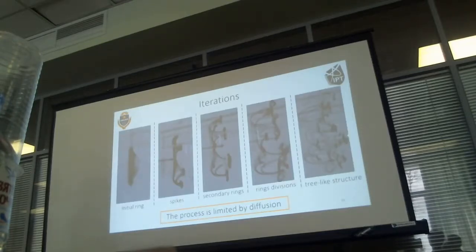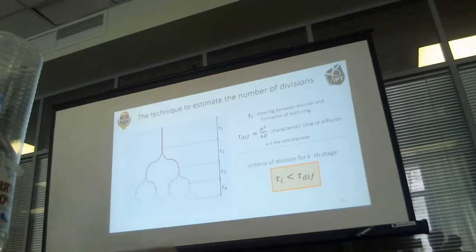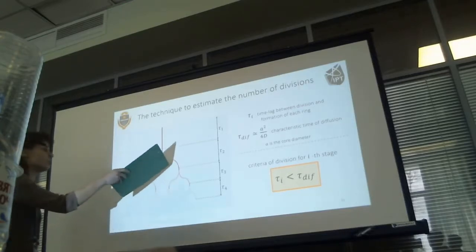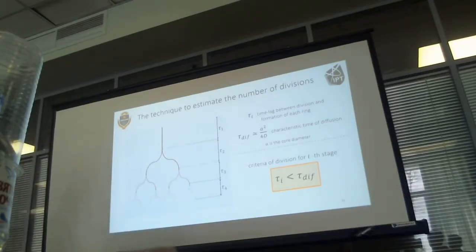The process of ring formation and division repeats until diffusion stops it. We use such a technique to estimate the number of divisions. We can compare the time lag between the division and formation of each ring with the characteristic time of diffusion for this ring. Thus we get such a criterion of division for the stage: the time lag between division and formation should be less than the characteristic time of diffusion.